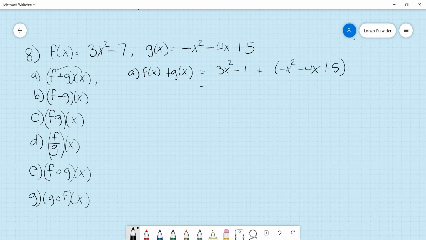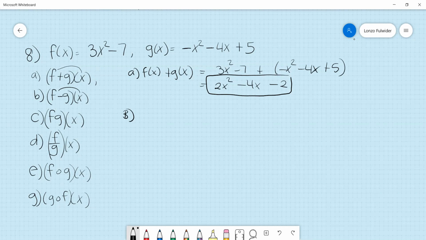Over here we have squares. Let's look at our squares: we have a 3x squared and a -x squared, so that would be positive 2x squared. Then let's focus on our x's. We only have one x, which is the -4x, so it's going to be -4x. Then let's look at our whole numbers: -7 and +5, that's going to be -2. We just found the answer for A. Now let's do part B.